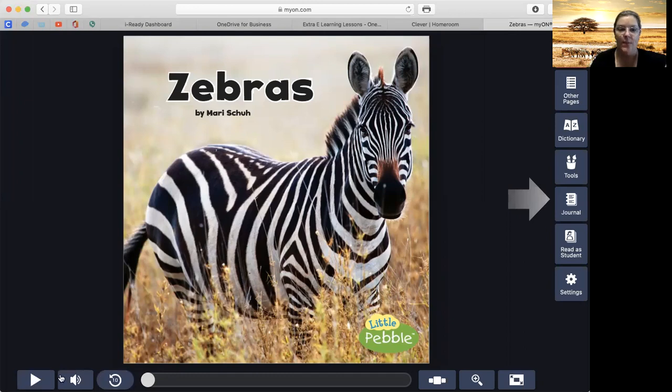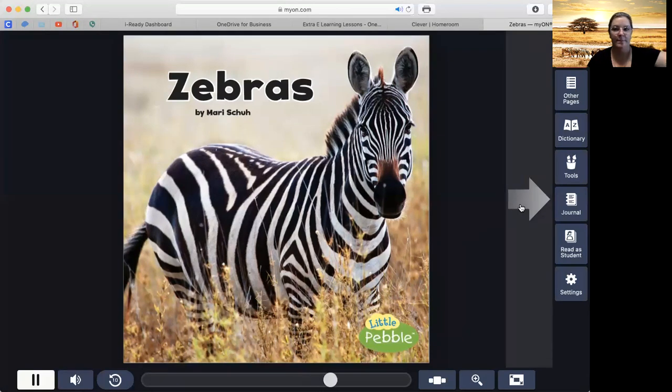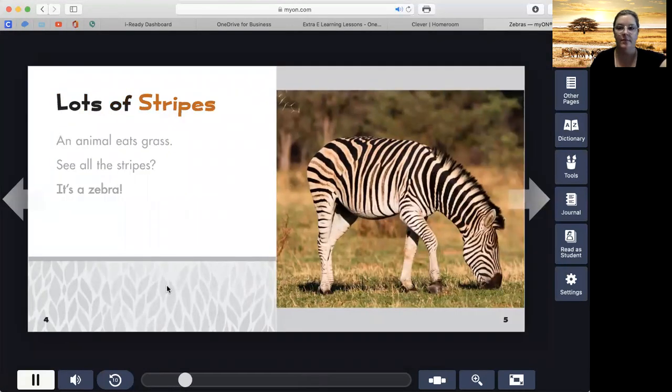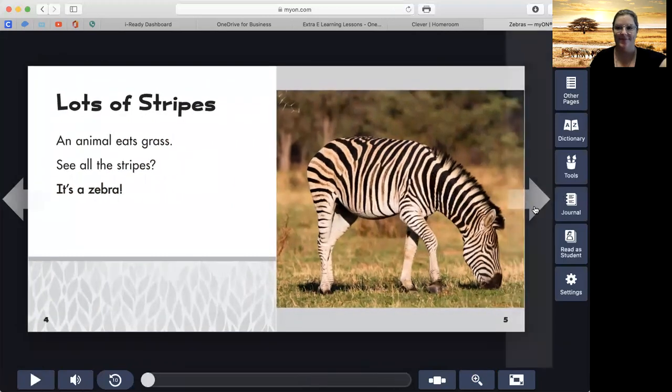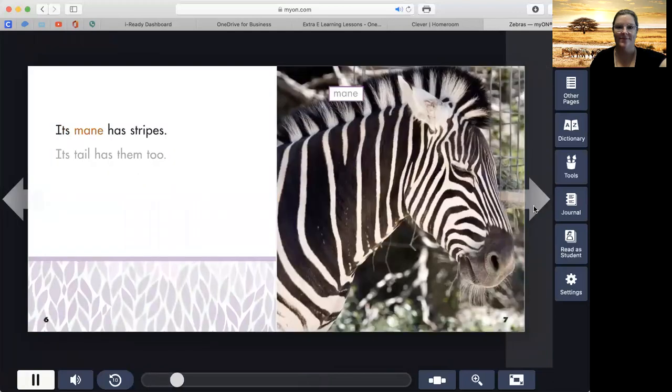Okay, friends, here we go. Zebras by Mari Shu. Lots of stripes. An animal eats grass. See all the stripes? It's a zebra. Its mane has stripes. Its tail has them too. Mane.